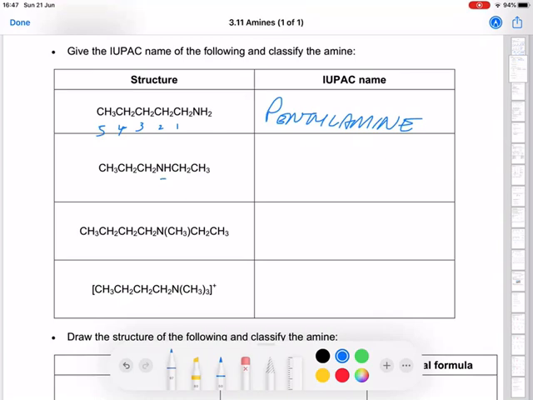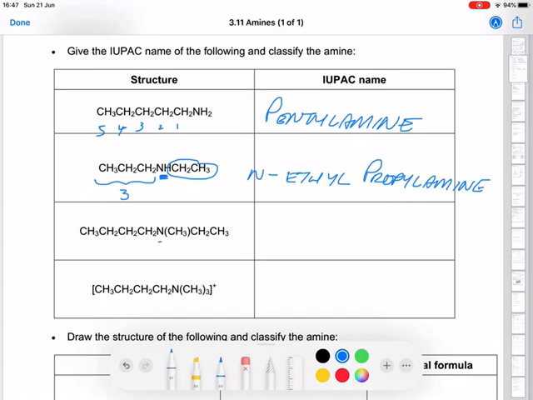With this one, I've got my amine group about there. My longest chain of carbons is here, and I've got 3 of them there. So that is going to be propylamine. And then on the N, I have an ethyl group here. So that's going to be N-ethylpropylamine.